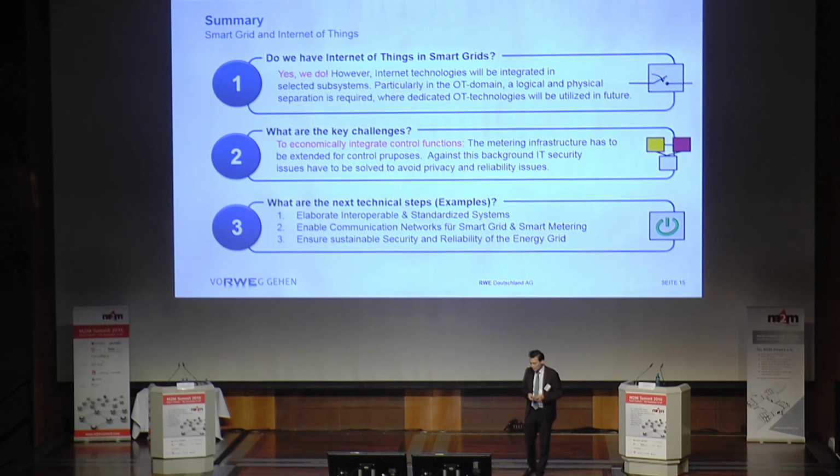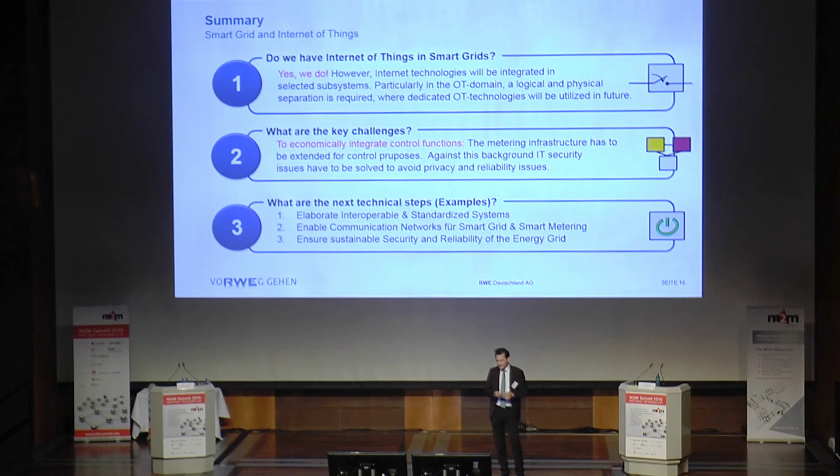And last question, what are the next technical steps we have to face? Elaborate interoperable and standardized systems. That is very important because we have 1,000 DSOs in Germany, and on the other hand, we have 1,000 suppliers in Germany. Now you can draw lines between all these entities, so you will recognize that a lot of interfaces you have to establish. No one wants to program all these interfaces, so standardization is very, very important here in terms of economy.